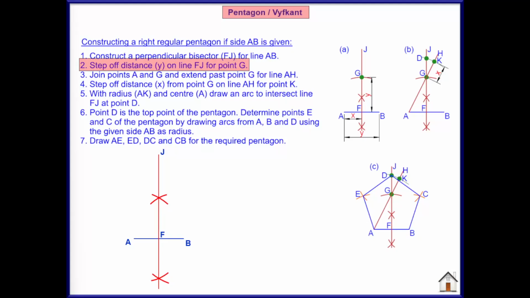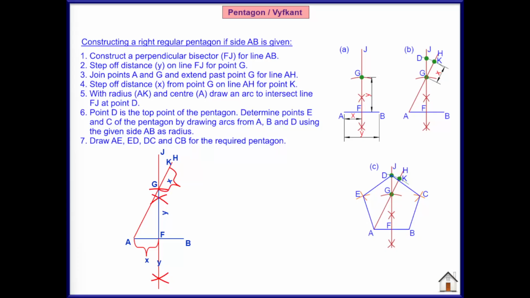The next step is to step off distance Y on line FJ to get my point G. So my distance Y, which will be my side length, I need to step that off on FJ to get my point G. Join points A and G and extend it past point G for line AH, to get me my point H. Next, we need to step off distance X from point G. Our distance X is half a side length to get my point K.